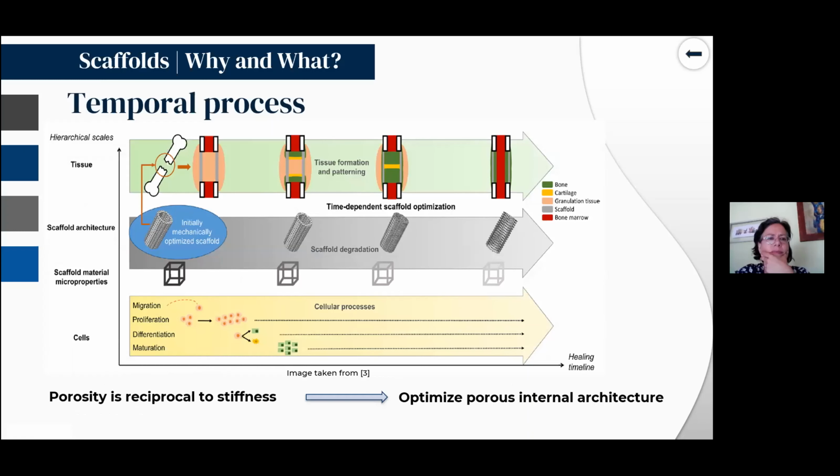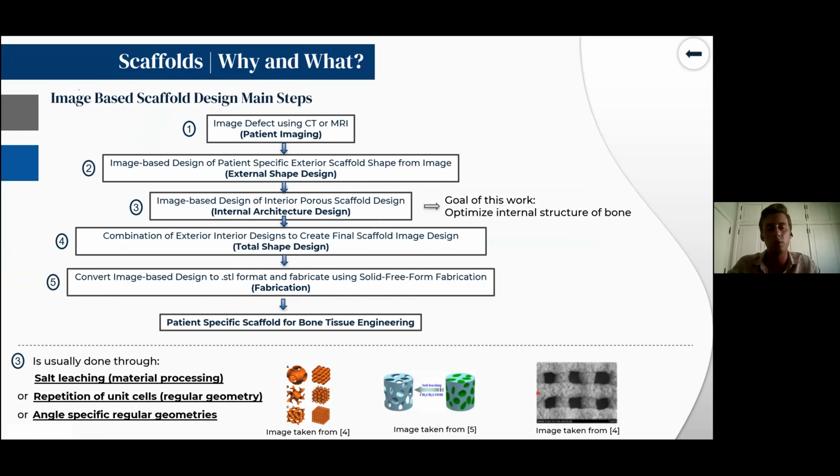But there is a problem, because these structures must be very porous, but the more porous the structure is, the less stiff the structure. So we really need to optimize the internal structure of the scaffold such that it is as porous as possible, but at the same time it provides a good mechanical function. This is the type of work that I've been doing.